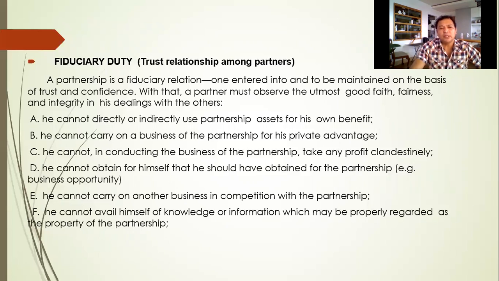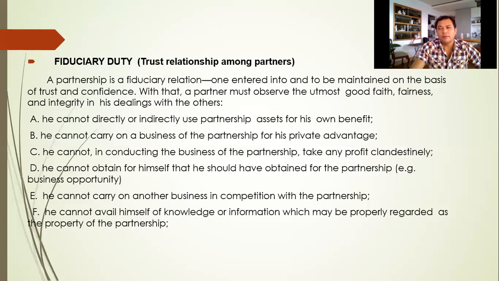Letter C, he cannot, in conducting the business of the partnership, take any profit clandestinely. So what is clandestinely? This is synonymous to secretly, no? Secret or furtively. Letter D, he cannot obtain for himself what he should have obtained for the partnership. So this is a taking of business opportunity from the partnership to his personal.